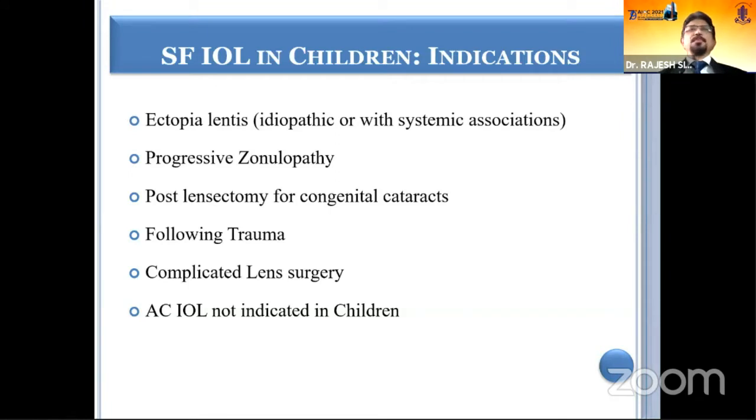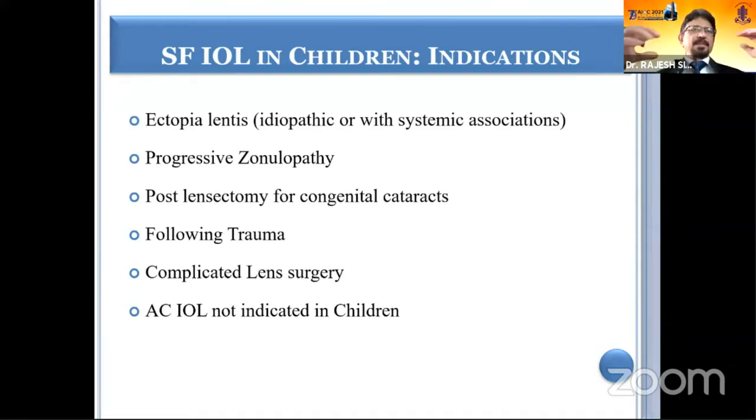There are various indications for scleral fixation of IOL in children. That includes ectopia lentis, which can be idiopathic or associated with systemic associations. Now, in pediatric eyes, there can be conditions wherein we have progressive zonulopathy. Like in any zonulopathy, we have an option of fixing the bag or removing the lens in the bag completely and doing a scleral fixation.